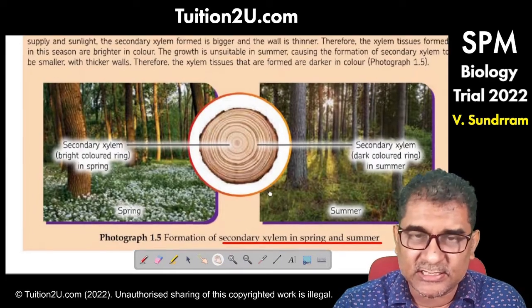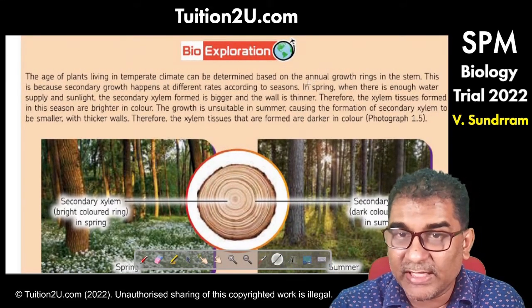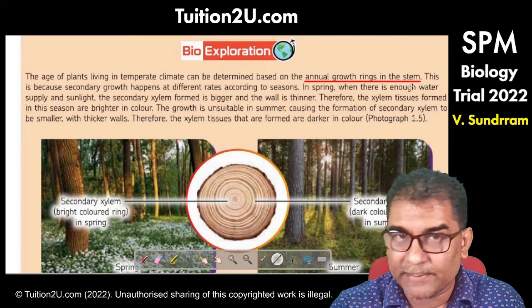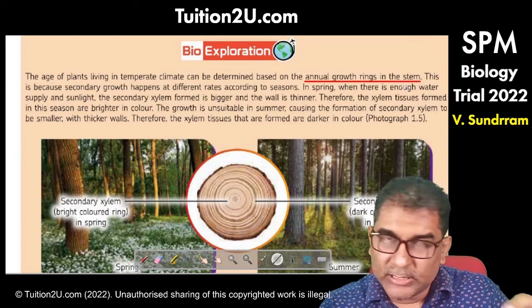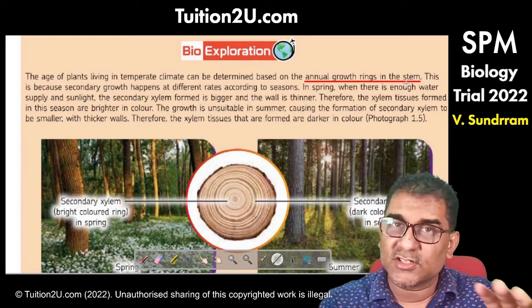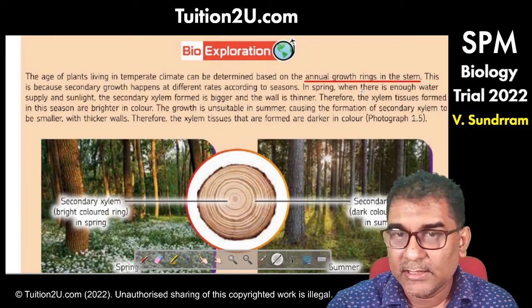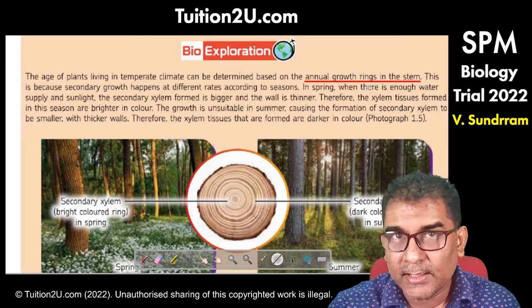Okay, let's see the points that we have. So they have annual rings in the stem. So the pattern is known as annual rings. In the cross section of the stem, the pattern that we see is annual rings. That's 1 mark. The name annual ring is 1 mark.